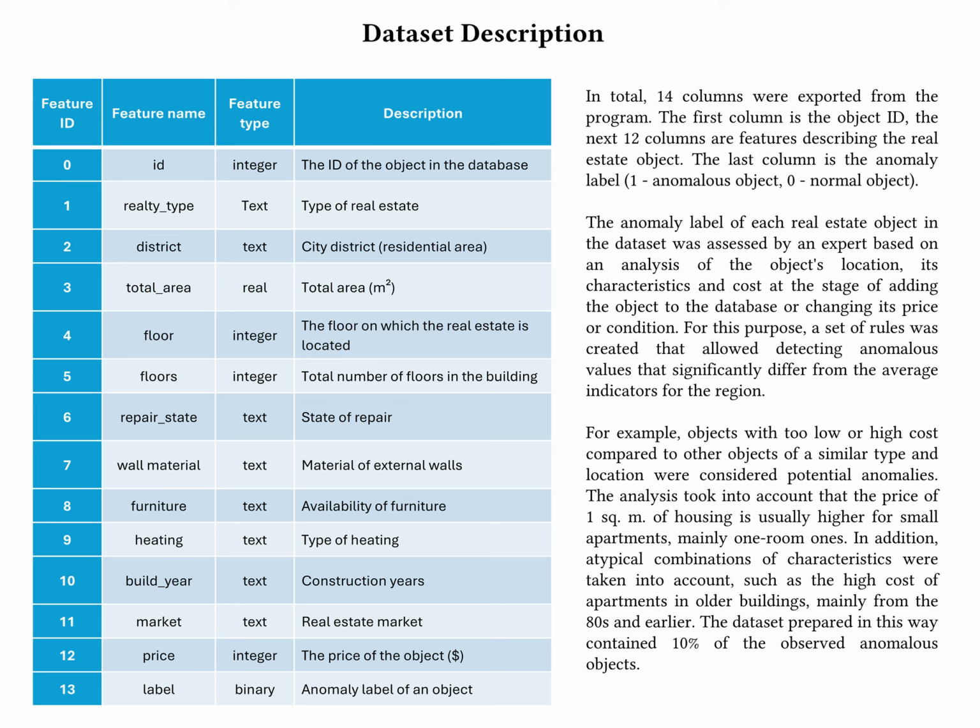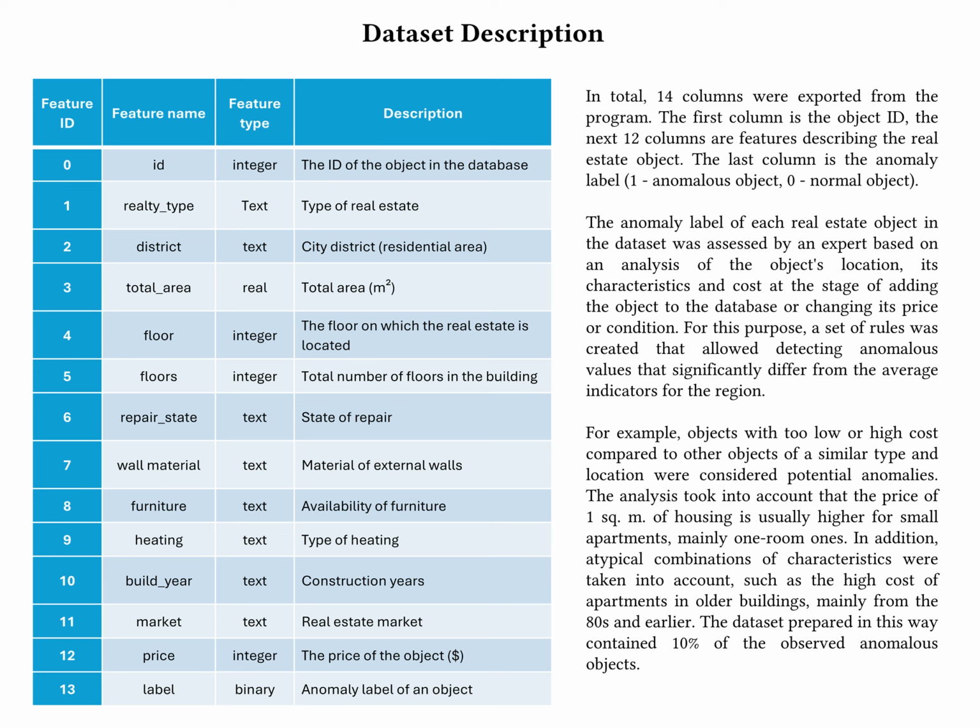The anomaly label for each real estate object in the dataset was assigned by an expert based on analysis of the object's location, its characteristics, and cost at the stage of adding the object to the database or changing its price or condition. For this purpose, a set of rules was created that allowed detecting anomalous values that significantly differ from the average indicators for the region.